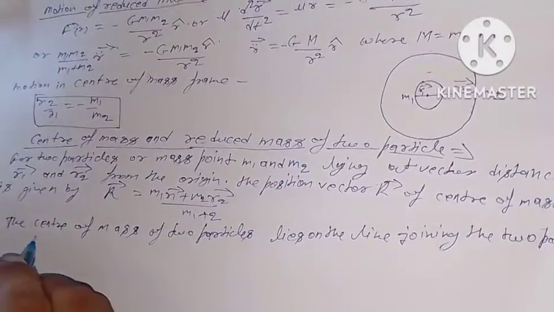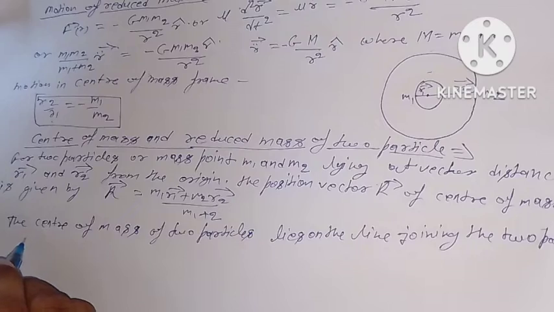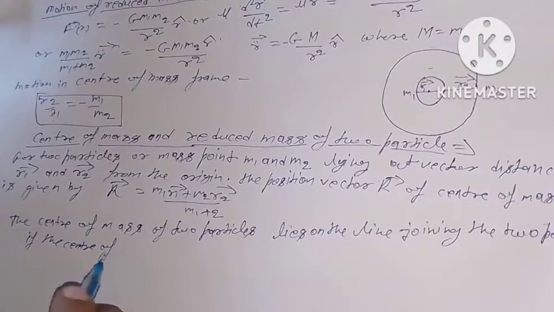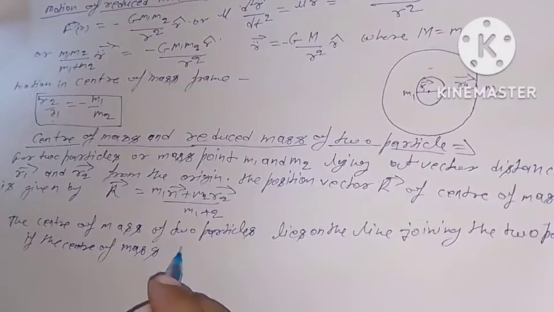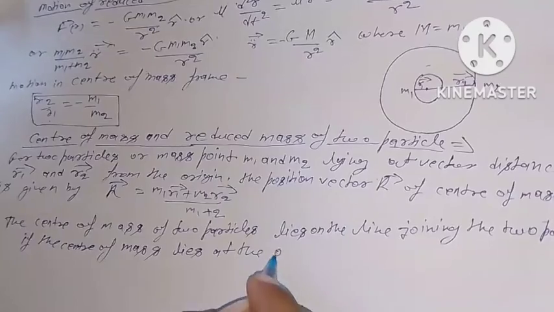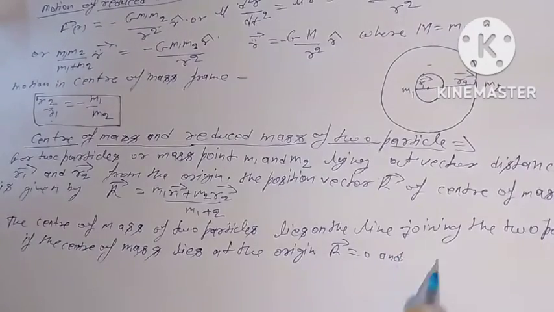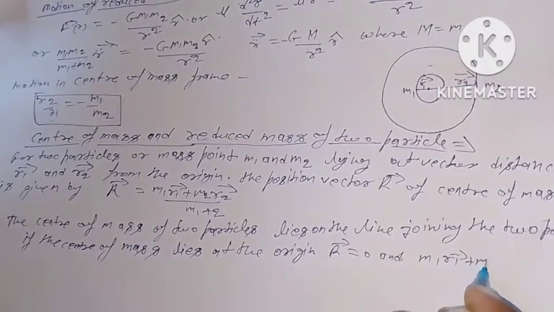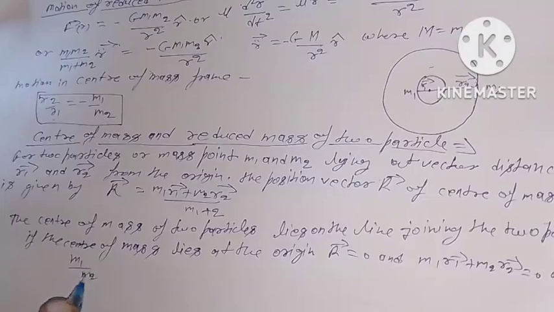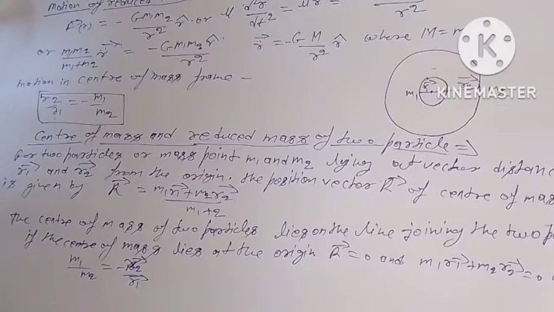Okay? When the center of mass lies at the origin, then vector R equals 0 and M1 R1 vector plus M2 R2 vector equals 0, or M1 upon M2 equals minus R2 vector upon R1 vector.